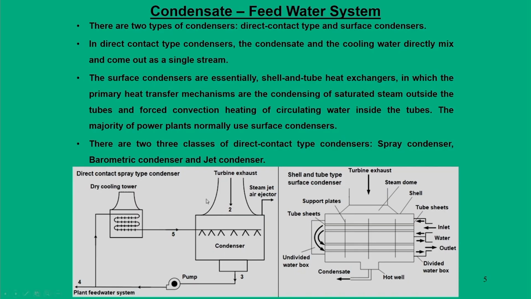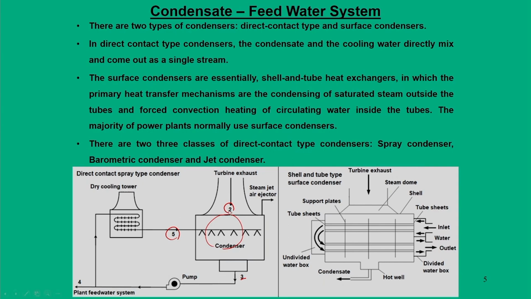In a direct condenser, we do not restrict the mixing of the streams. If you look at this figure, the exhaust from the turbine is at state 2, and the circulating water entering the condenser is at state 5. Both are allowed to mix in the condenser and the mixture leaves at state 3. This is what we call the direct contact type. Two fluids enter the condenser, they mix, and the resultant stream comes out as condensate.